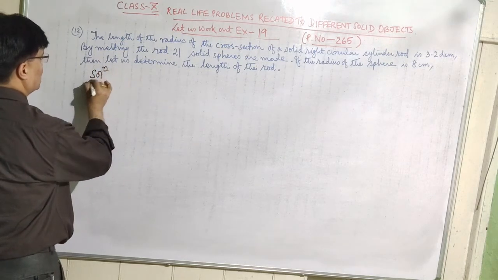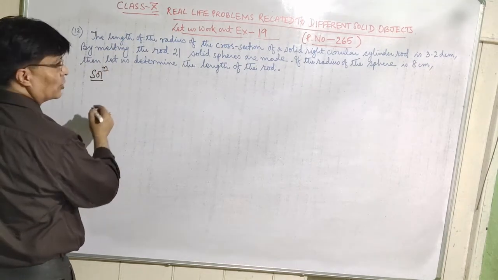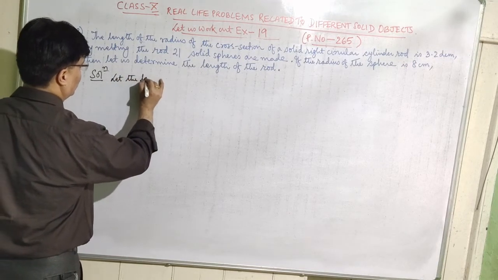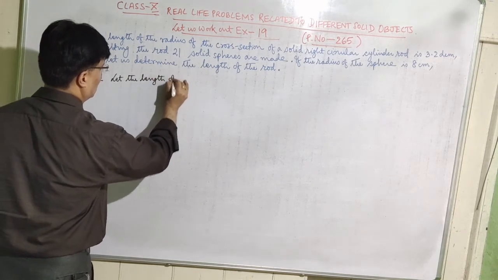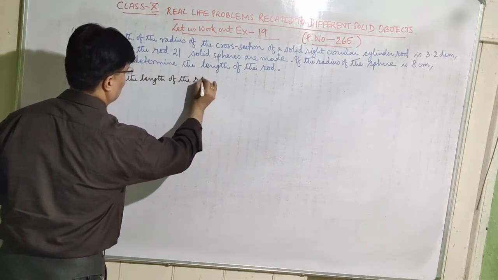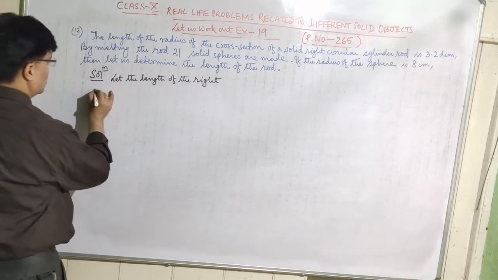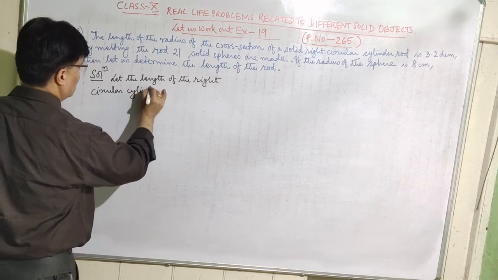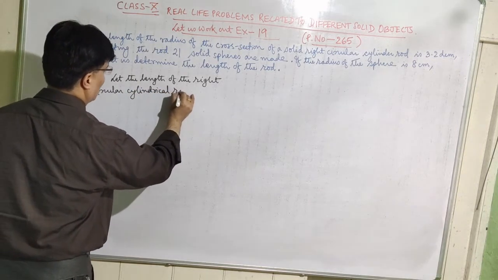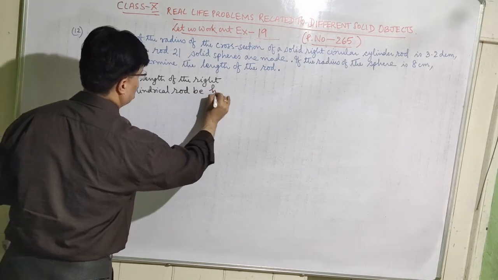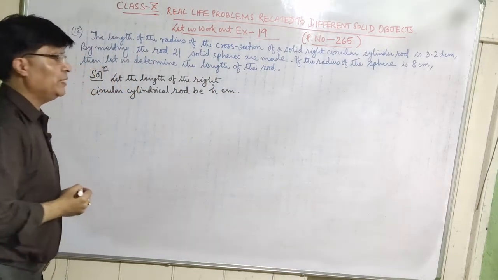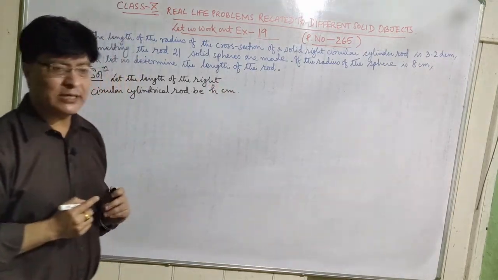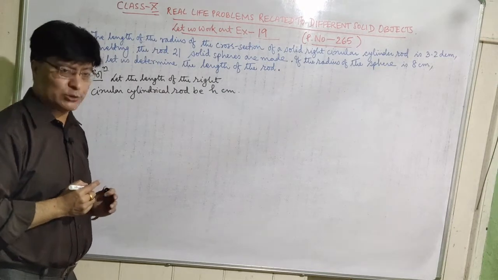So first of all, let us assume the length of the right circular cylindrical rod be h centimeter. Let us change h into centimeter, okay? Because the radius of the sphere is given in 8 centimeter, so we write this also in centimeter.